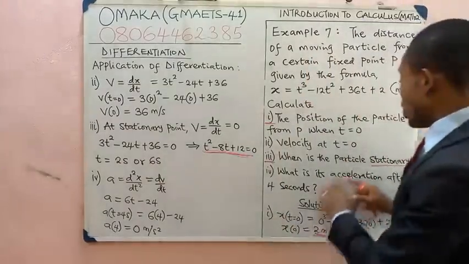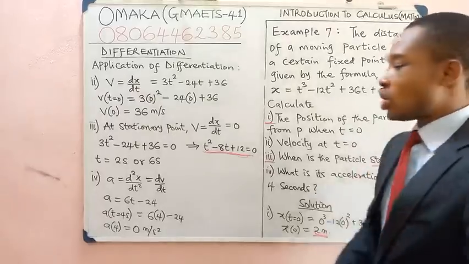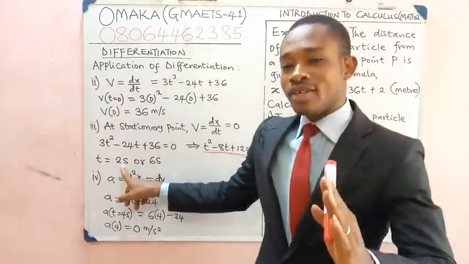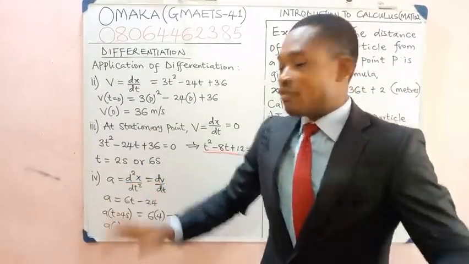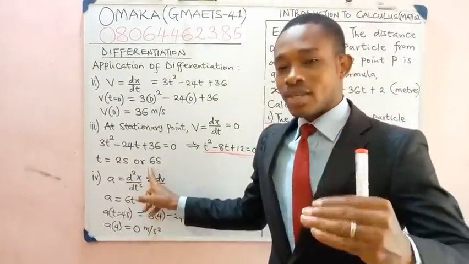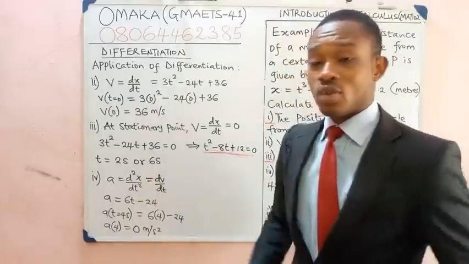So the particle is stationary at time equal to 2 seconds, it will not move. Also at time 6 seconds, it will also be what? Stationary, it will not move.